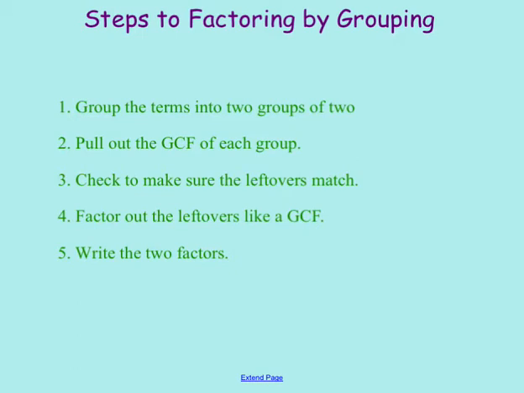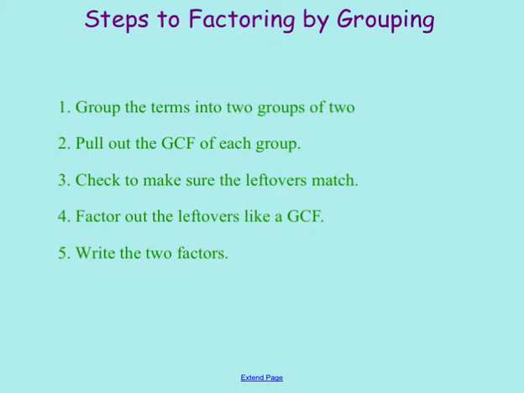So here are our steps. It's always good to write the steps down so you can reference them if you get stuck while you're working through your homework. For the first one, group the terms into 2 groups of 2. The first 2 go in a group, the second 2 go in a group. Pull out the greatest common factor of each group. You're just focusing on the greatest common factor of just that group, and then the greatest common factor of just that second group.